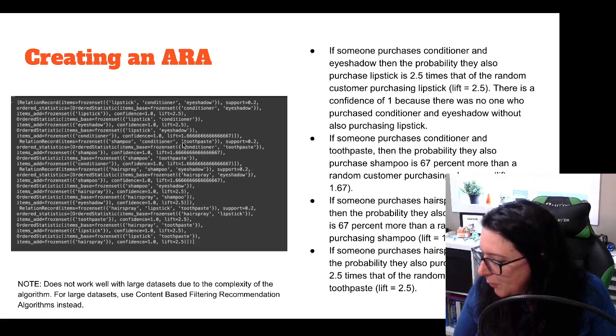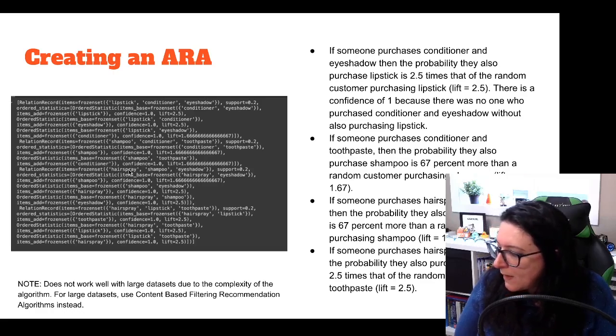Then we have shampoo, conditioner, and toothpaste. And from there, conditioner and toothpaste predict shampoo. That has a lift of 1.67. Shampoo and toothpaste predicting conditioner has a lift of 1.67. Hairspray, shampoo, and eyeshadow. We can break that down into hairspray and eyeshadow predict shampoo with a lift of 1.67. Here we have shampoo and eyeshadow predict hairspray with a lift of 2.5.